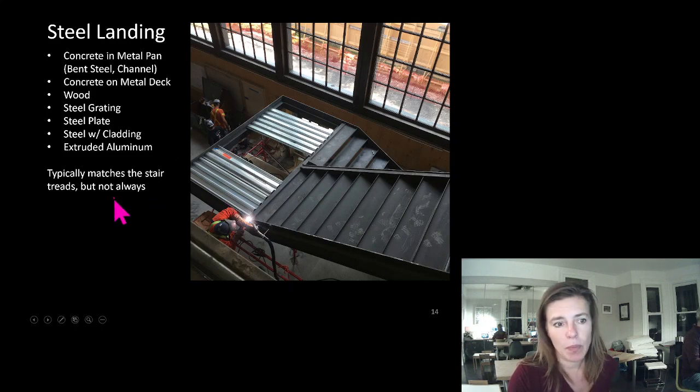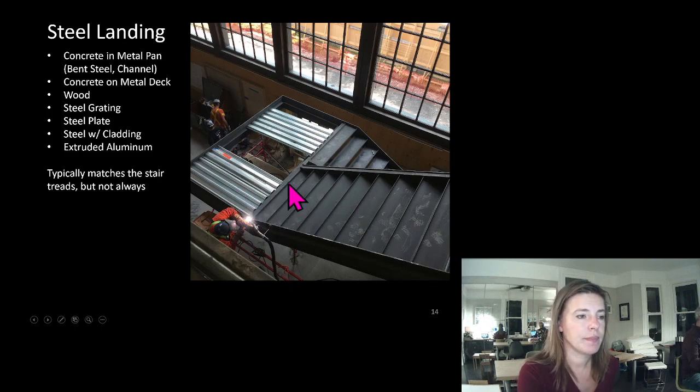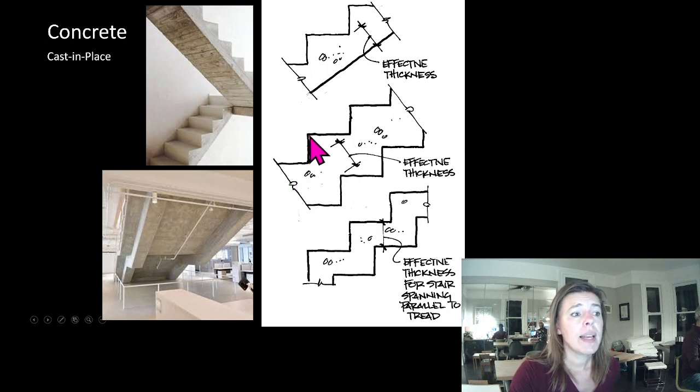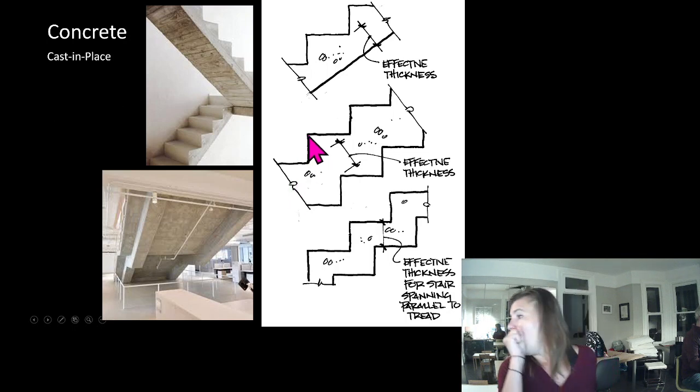Most of the time, we match what the stair treads construction are in some way. So the form was slightly different. So this one was a pan, this one was metal deck, but they're both being filled with concrete once they're completely in. Cast in place concrete.